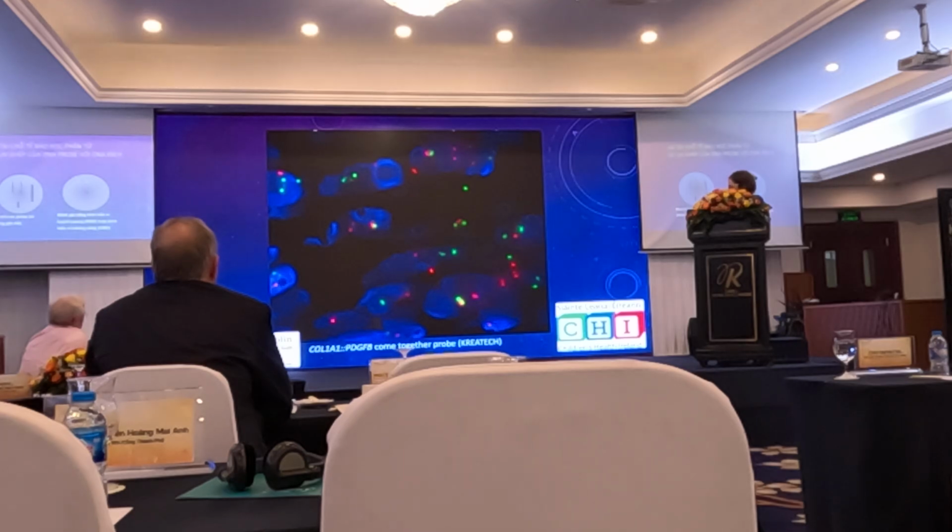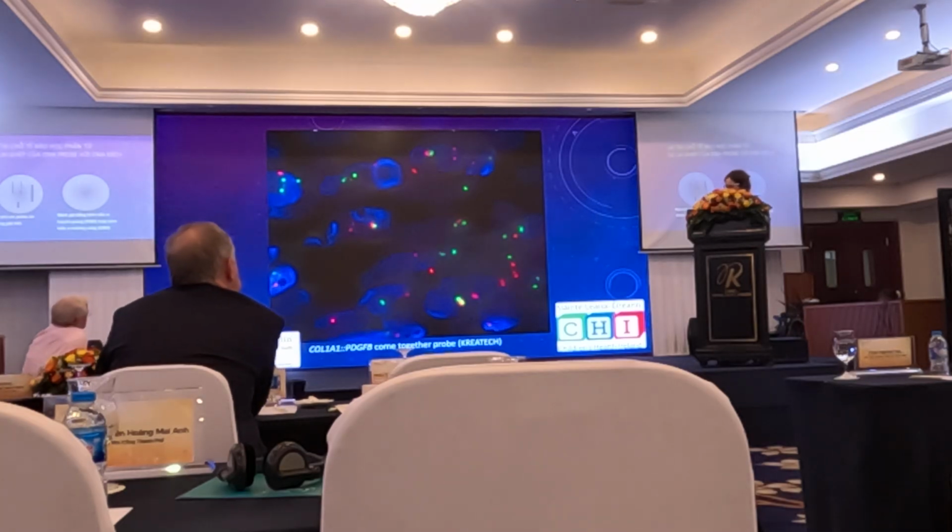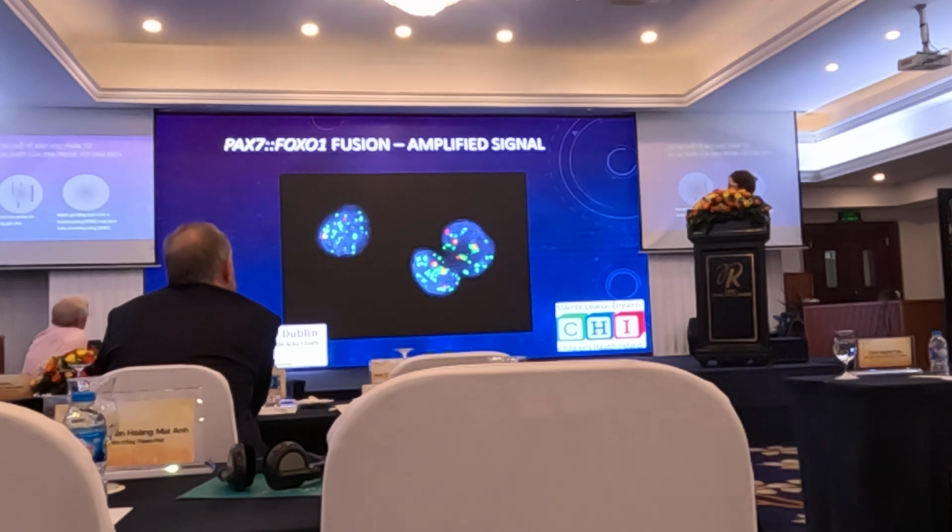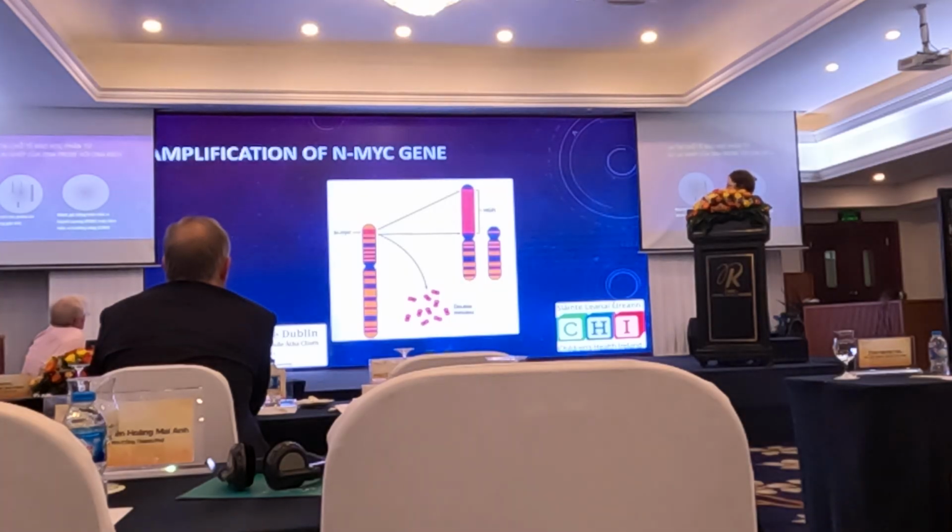This is an example of collagen 1 alpha 1 PDGF beta. So this is a 17;22 translocation. I mentioned this yesterday in the context of DFSP. And this is a case where we can see amplification of a fusion. So this is a PAX7 fusion, and we get amplification of the signal. So you can see lots and lots of green dots. There should really only be 2 in a normal cell, 2 copies of the gene, but here we're getting amplification, so a lot of green dots.